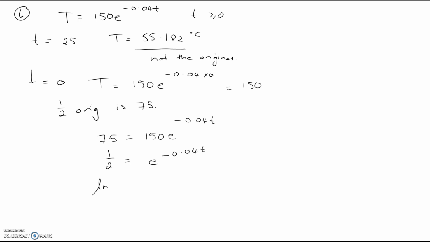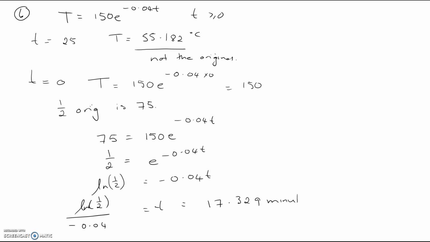Most of you knew what to do from there, that you were trying to solve this equation. Taking the natural log of each side and then dividing by negative 0.04 gives you t, which was 17 minutes. If you end up with a negative time, stop and think, whoa, I can't do that.